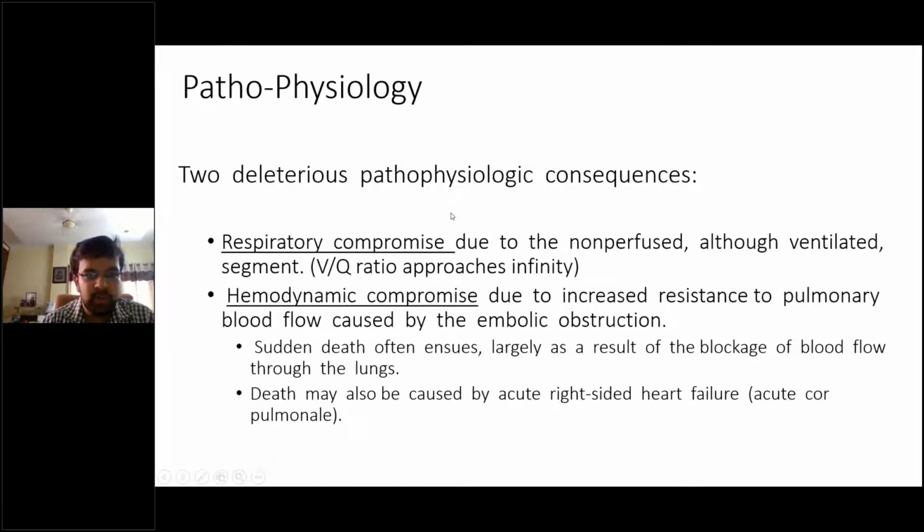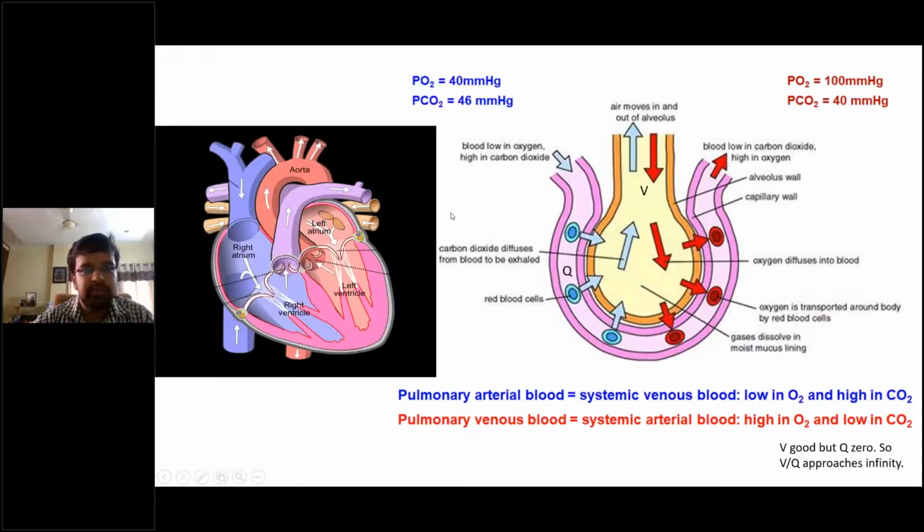So what does V and Q mean? So coming back to some physiology. Basically, as I told you earlier, DVT from the lower limbs embolizing from the inferior vena cava, the embolus reaches the right atrium, the right ventricle, and dislodges into the pulmonary artery. So this pulmonary artery is continuing right from here to here.